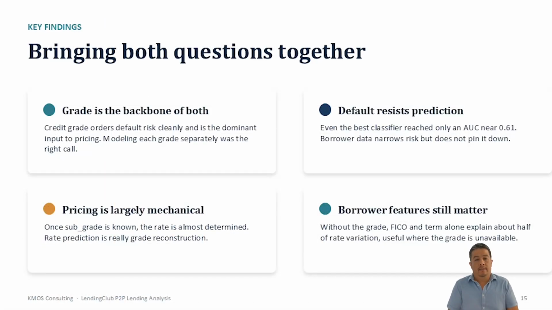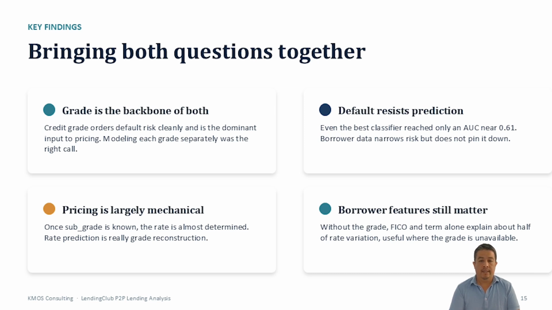This slide brings both of our research questions together and summarizes the main conclusions from the analysis. The first major takeaway is that LendingClub's credit grade is really the backbone of both default risk and interest rate pricing. For default risk, the grades create a clear ordering from lower risk borrowers in grade A to higher risk borrowers in grade G. That supported our decision to model default separately by grade, because otherwise the grade itself would dominate the model and hide the effects of other borrower features.